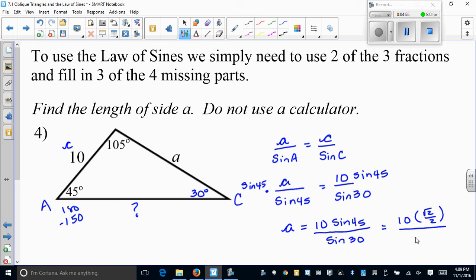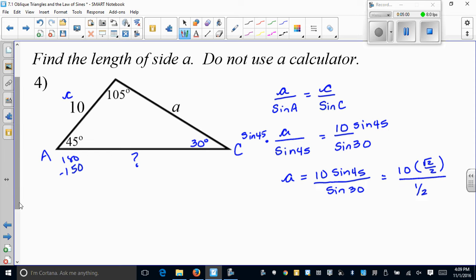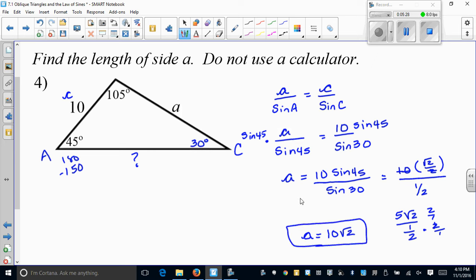On the top, I'm going to go ahead and reduce this down. The 10 and the 2 will cancel out, so you're left with 5 square root of 2 over 1/2. Multiply by the reciprocal, 2 over 1, and we get 10 square root of 2. There's what your a equals. And you can always throw this into a calculator to double check your answer, that you get 10 square root of 2.